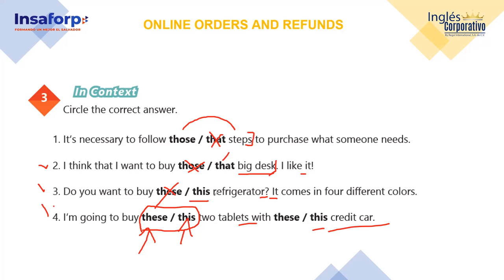So, si se fijan, como es el tema, todos los demonstratives van seguidos de un sustantivo. This credit card, these tablets, this refrigerator, that big desk, those steps. Okay? Este no es un objeto. But it says steps to follow. Steps. They are not like concrete, right? But these are nouns. Siempre son nouns.